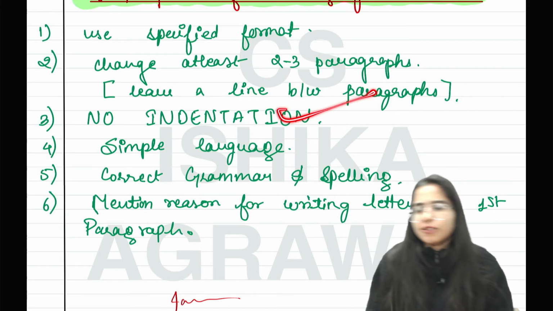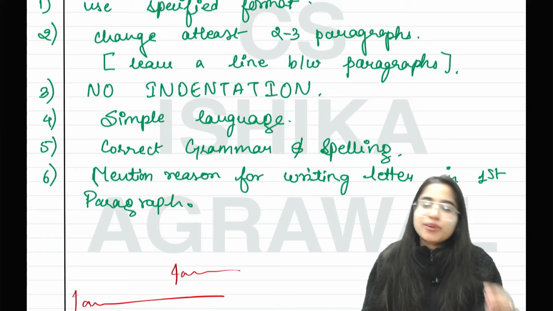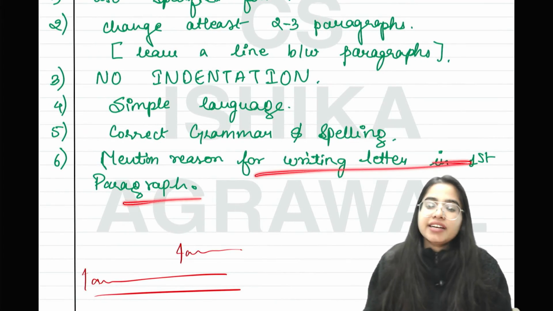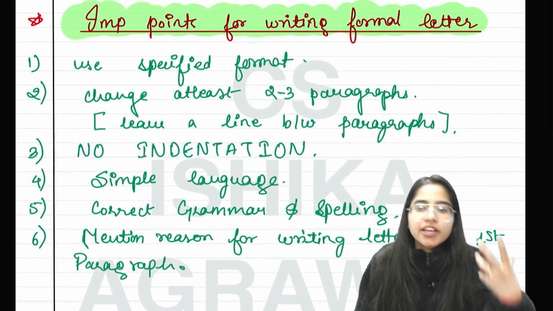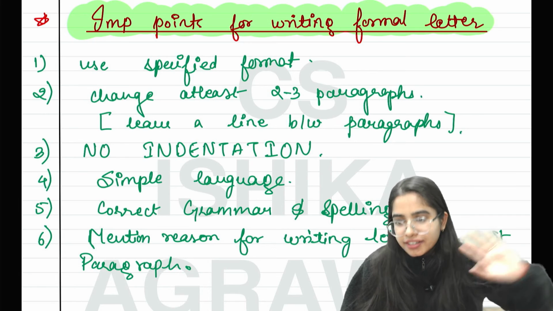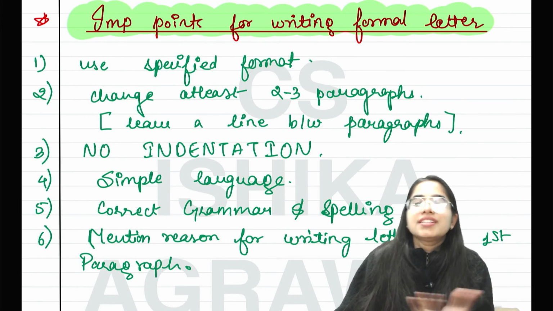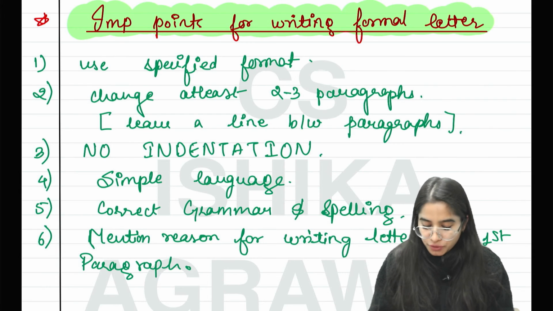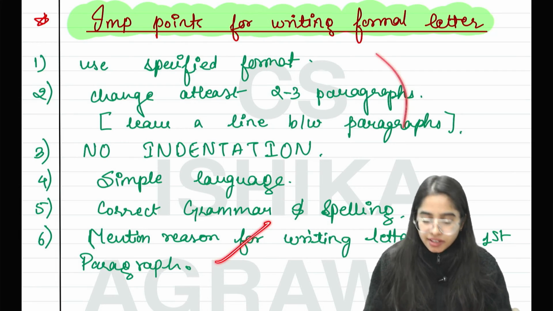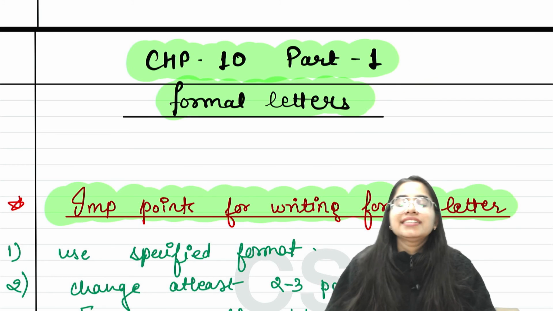You can use simple language, no need to use very technical language. Please make sure that your grammar is correct. And please mention the reason for writing the letter in the first paragraph. When you start your letter, in your first paragraph, you write the reason for writing the letter. Example, if I am writing an inquiry letter, in the body part I will write this letter is to inquire about this thing. So in the first paragraph in the body, mention the reason for writing the letter. Take care of these important points, and that's all about letter writing, chapter number 10 part 1.